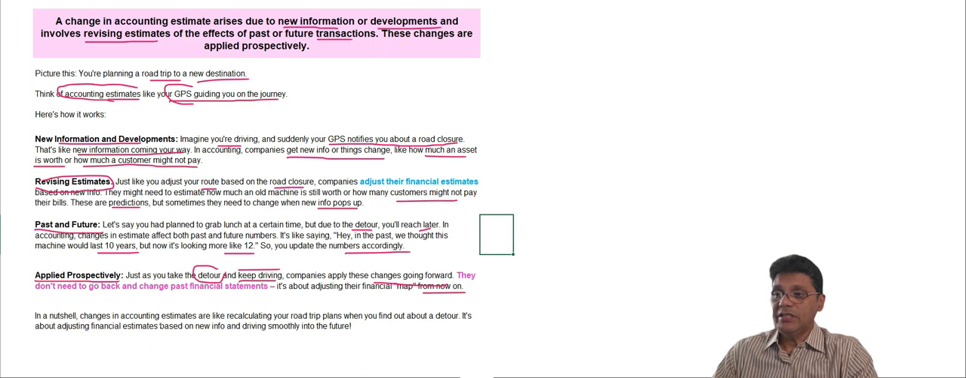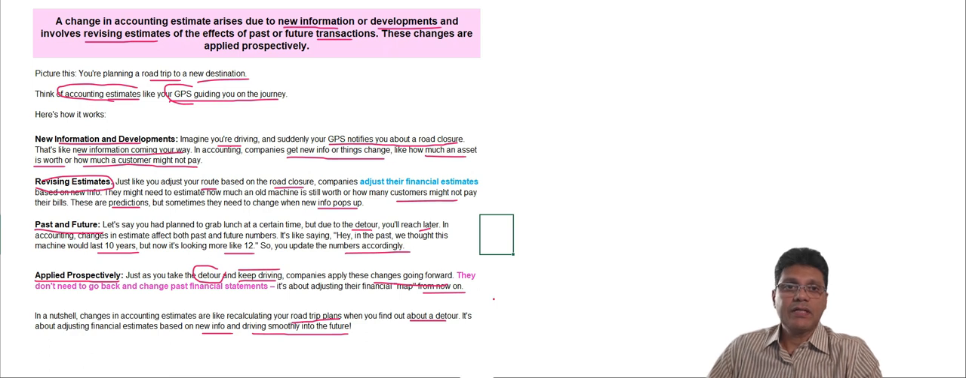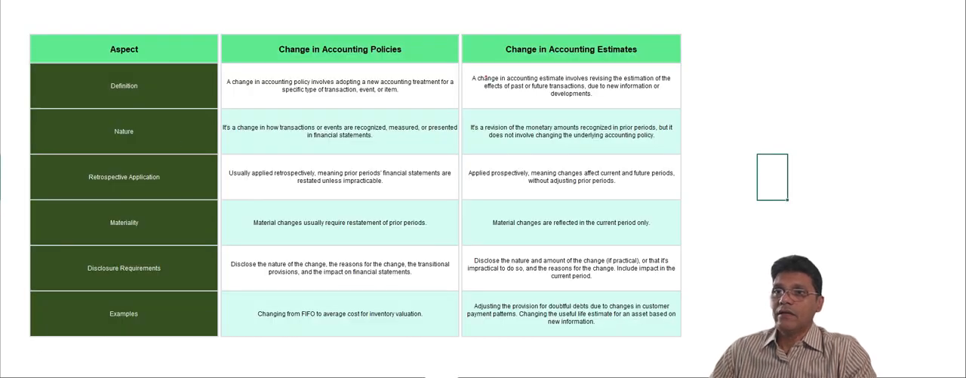So in a nutshell, changes in accounting estimates are like recalculating your road trip plans when you find out about a detour, new information, new developments. It's about adjusting financial estimates based on new information, driving smoothly into the future. So this is the basic difference between accounting policies and accounting estimates. So let me give you the summary. I have summarized this in terms of aspects: change in accounting policies and change in accounting estimates under these three headings. And first of all, the definition.